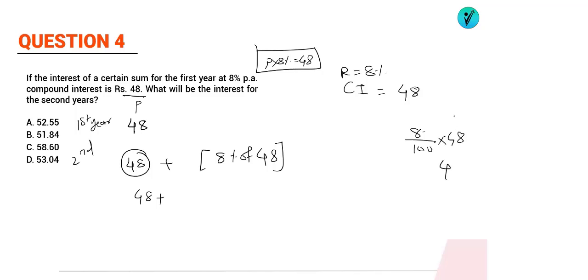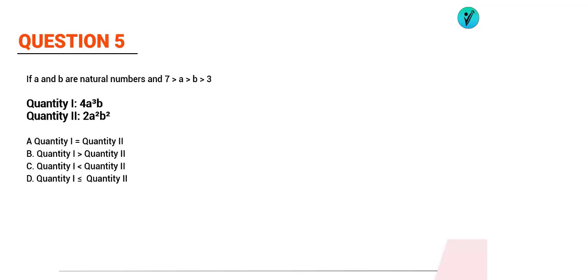8 8s are 64, carry 6, 8 4s are 32 plus 6 will be 38, divided by 100. That means 3.84. So 48 plus 3.84 will be 51.84. That means the answer will be option B. That's it. So we have to think logically, then we can solve all the questions easily. Now let's solve the last question.